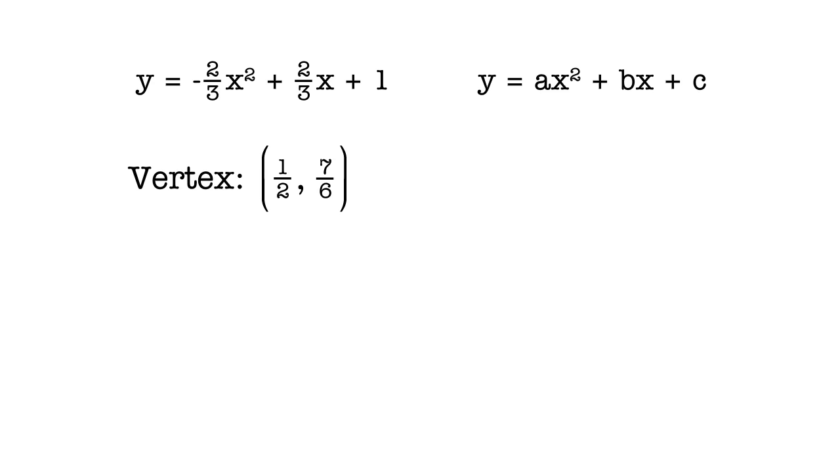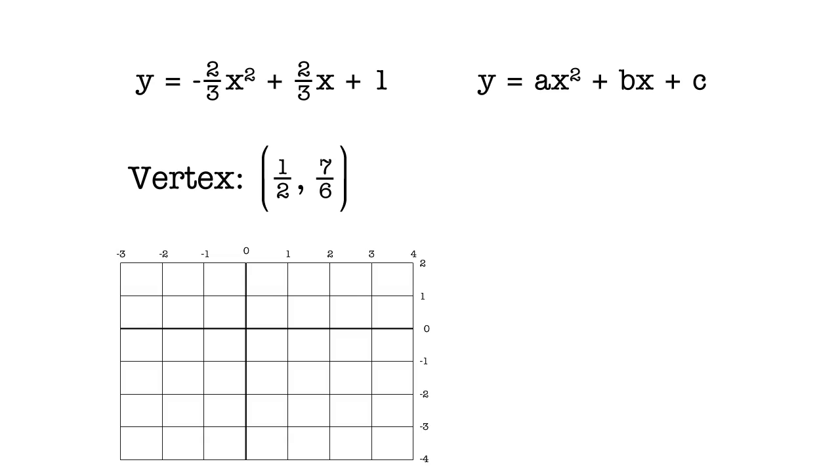When we graph this quadratic equation, we see that the point 1/2, 7/6 corresponds to the highest point on the graph of the parabola. In the remainder of this lesson, you'll find the vertex of quadratic equations in standard form.